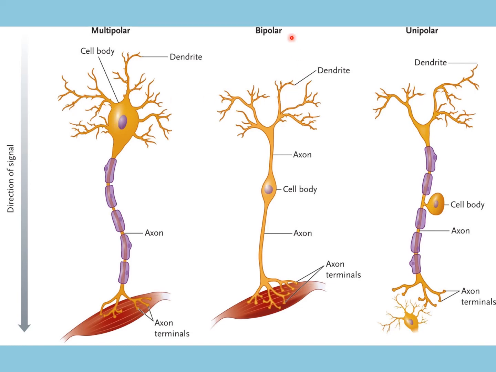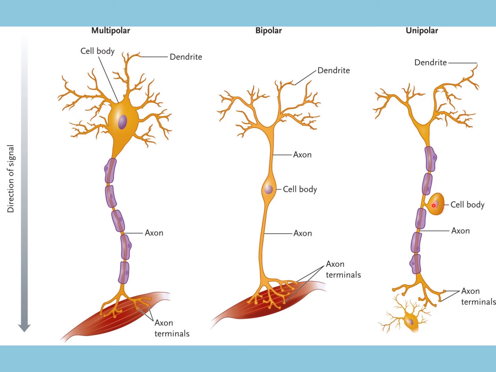Here in the middle, we have bipolar neurons, which are involved in our special senses. We have one cell body here with only two projections that arise from that cell body. An axon coming down to the bottom, and then a single projection that splits into many dendrites up at the top. And then finally we have unipolar neurons, which are involved in the normal senses.